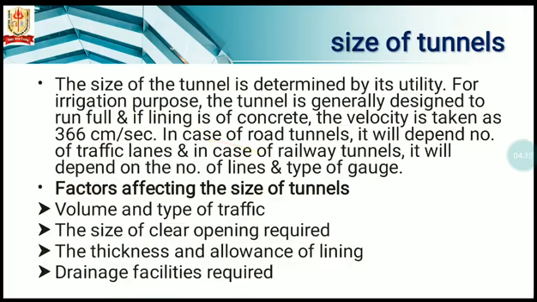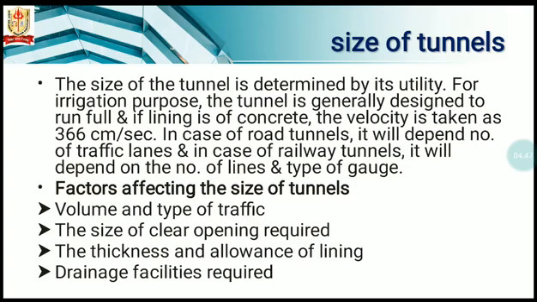Size of tunnel. The size of tunnels is determined by their utility, for irrigation purposes. The tunnel is generally designed to run full, and if the lining is of concrete, the velocity is taken as 366 cm per second. In the case of road tunnels, it depends on the number of traffic lanes, and in the case of railway tunnels, it depends on the number of lines and type of gauge.